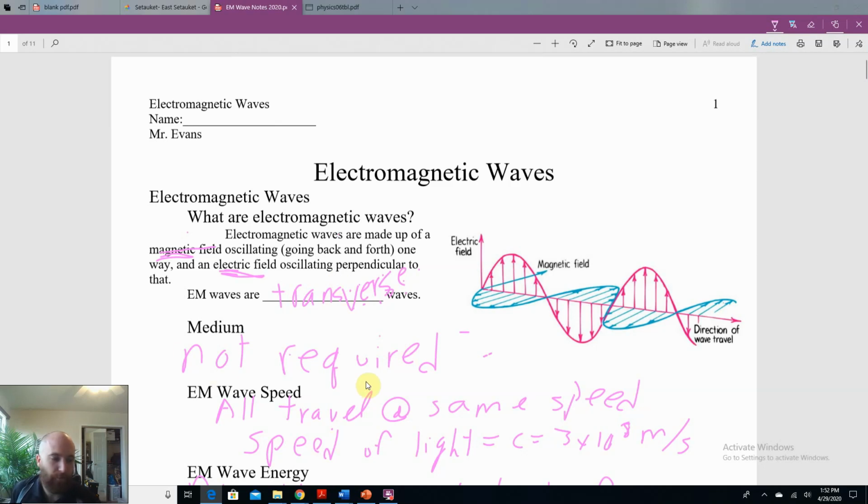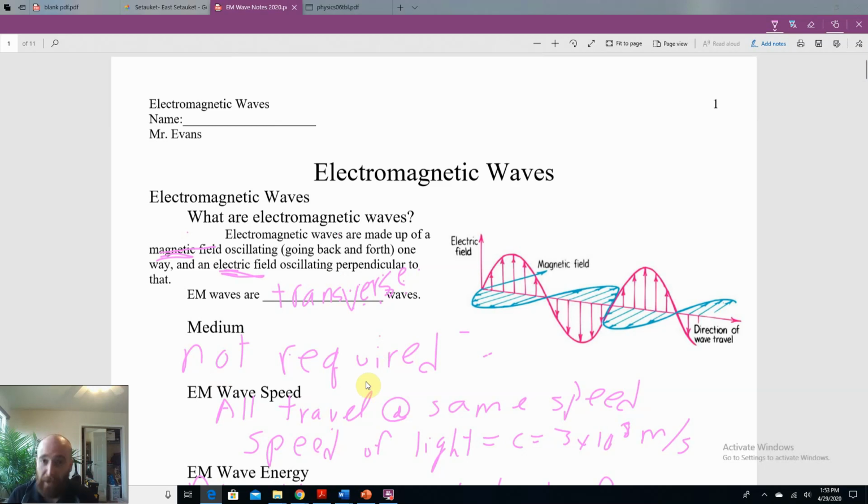So, medium is not required, which means that it can travel through nothing, or like a vacuum. A nice way to think about it is that sunlight reaches us from the sun, right? Which means it travels across outer space. And outer space is a vacuum. There's nothing there. So it can move through this sort of empty space. If it couldn't, then sunlight wouldn't reach us, and it would just be a very different world. So a medium is not required.